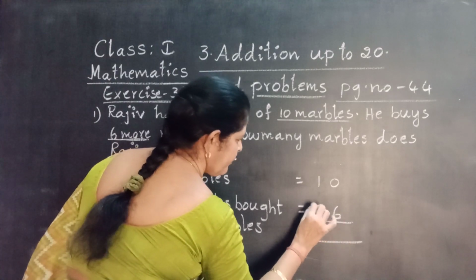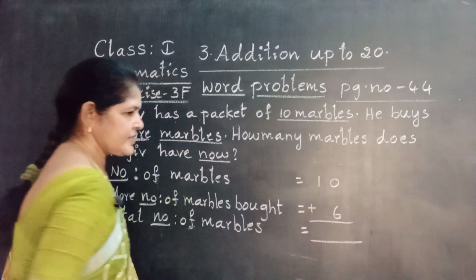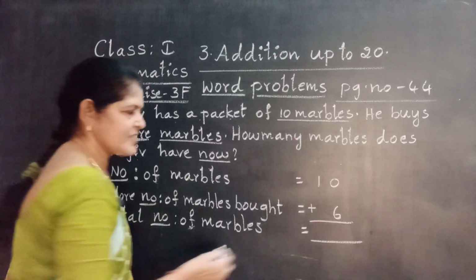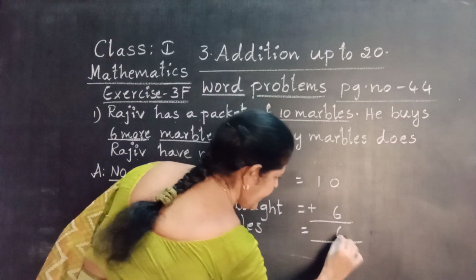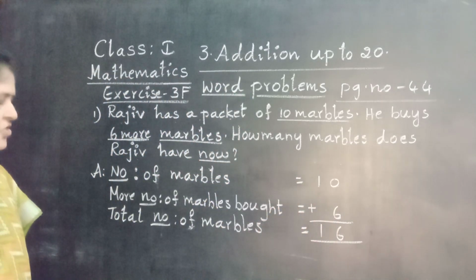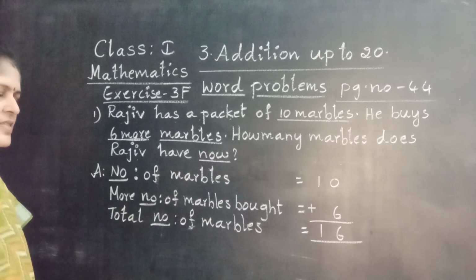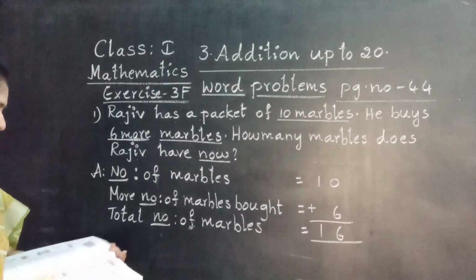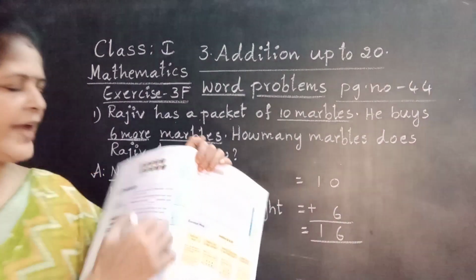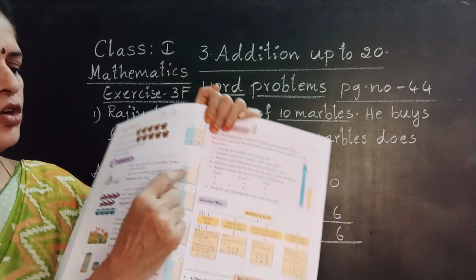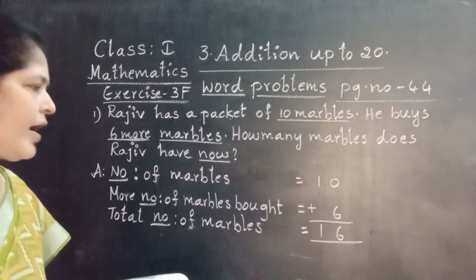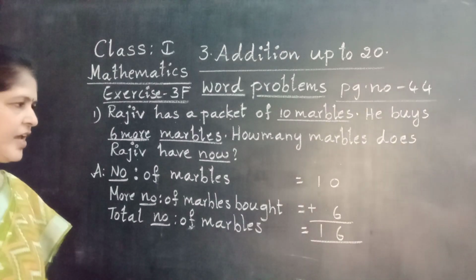Put the symbol plus. 10 plus 6. 1 ten and 6 ones, 16. 0 plus 6 is 6. Bring down 1. Total marbles are 16. Number of marbles 10. Number of marbles bought 6. Total marbles 16. You also write here, in the given space, 10 plus 6 equals 16. Total number of marbles equal to 16.